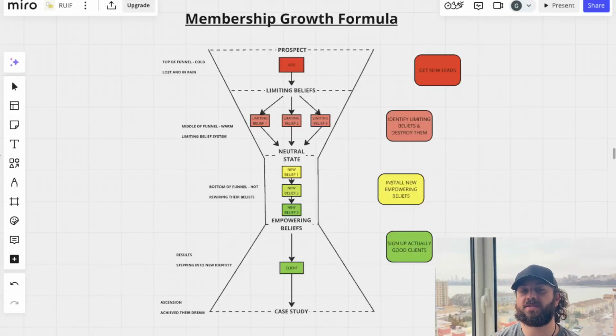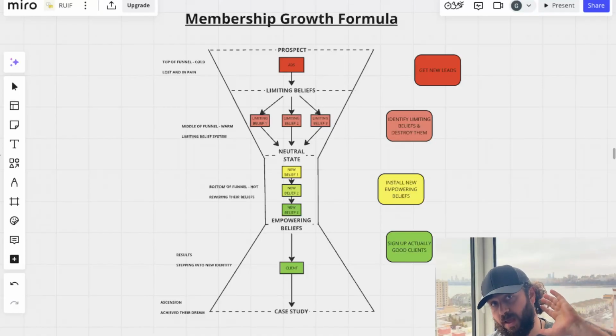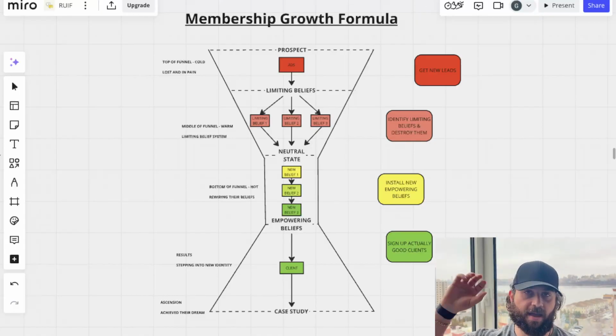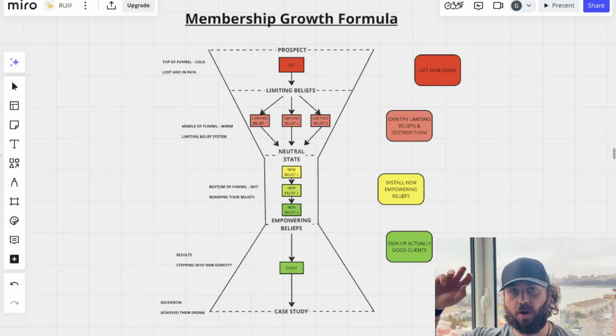All right, let's go into the membership growth formula, a high-level overview of how to achieve the 60 new memberships in 30 days. So this is really the basics and high-level understanding of what we need to go through to take basically from the client journey, right? From them being a cold prospect to them being a really high client paying you the unlimited offer that you have.